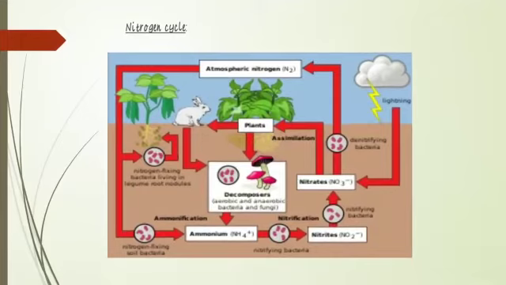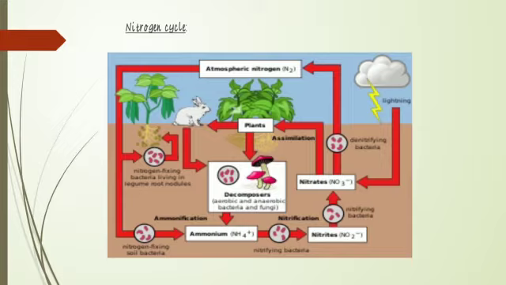The next is the nitrogen cycle. It is a biogeochemical process which transforms the inert nitrogen present in the atmosphere into a more usable form for living organisms. Its steps include ammonification, nitrification, denitrification, and nitrogen fixation. The first step is ammonification.